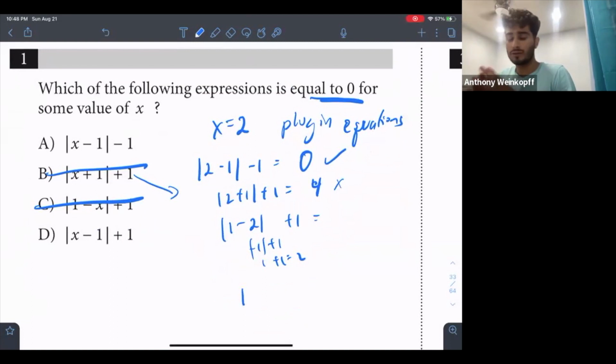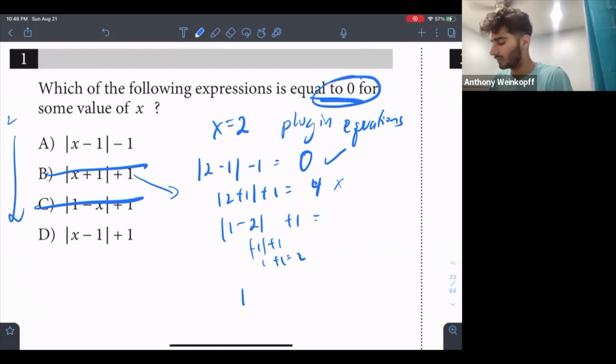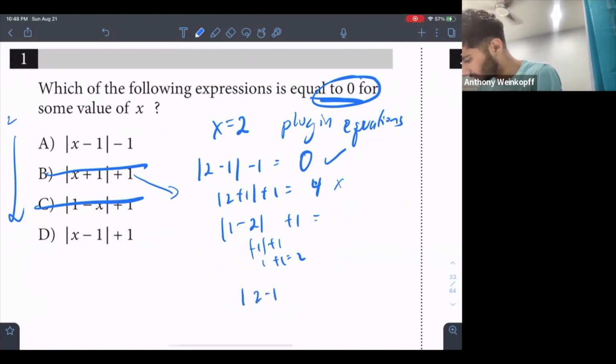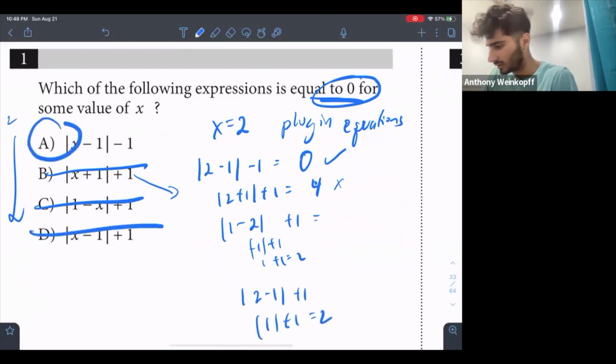Let's try 2 for this one. The end goal is to get 0. Usually you would use 2 for both, because if you use 1, it'd be 0 minus 1, negative 1, 1 plus 1 is 2, 3. So 2 is just a better number to use. And then you would do 2 again. So 2 minus 1 plus 1 gives you 2. So it does not work. Our answer is choice A for question 1.